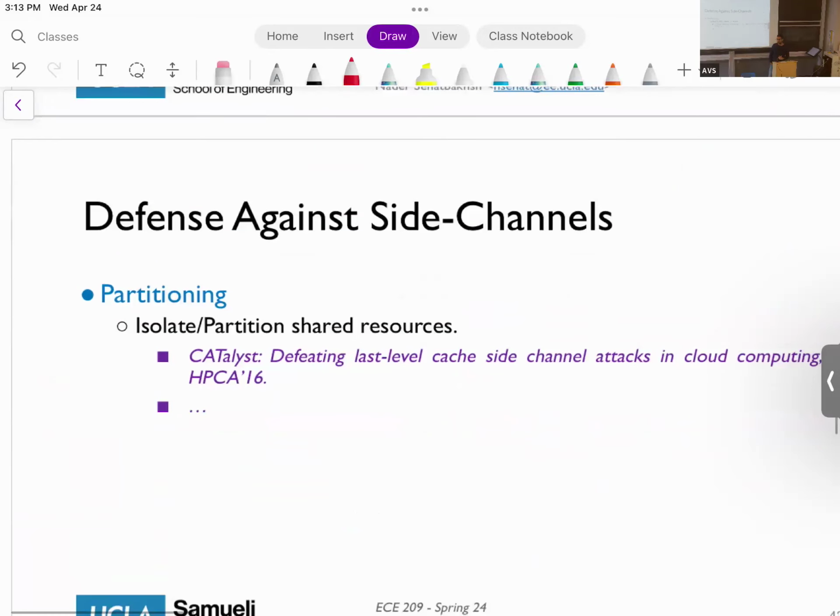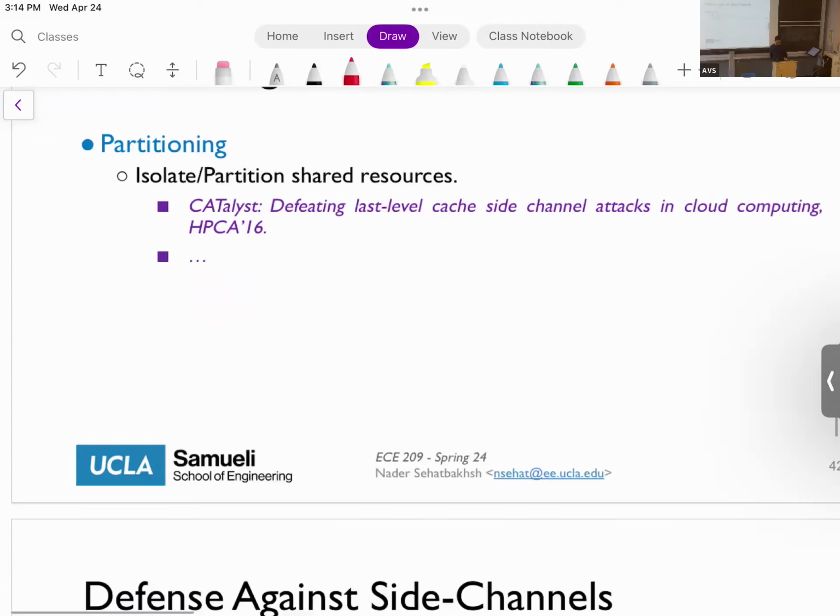The second thing that we can do is, along the lines of what you said, partition the cache. If the cache is private or it's partitioned, then we are good to go, right? There's no contention because they're physically separate from each other. The downside of this is that you lose utilization of your cache and ultimately you will lose performance.